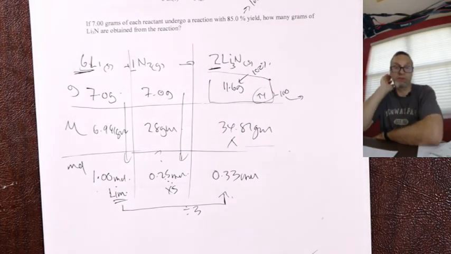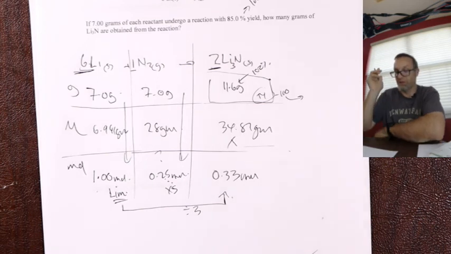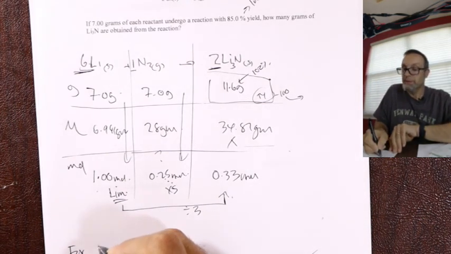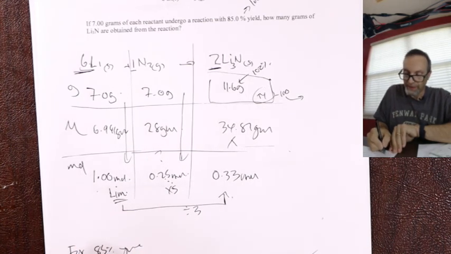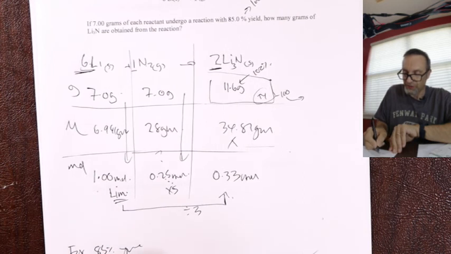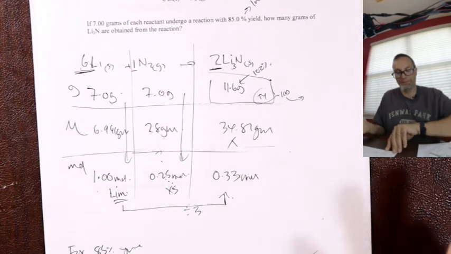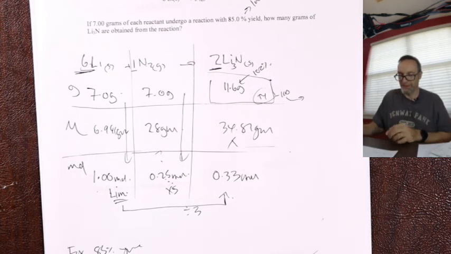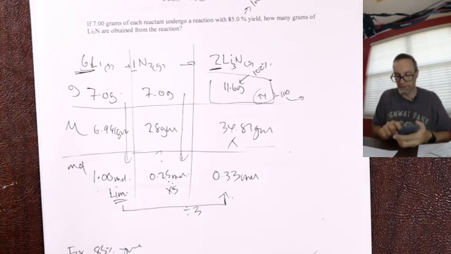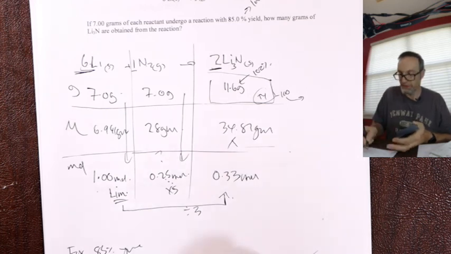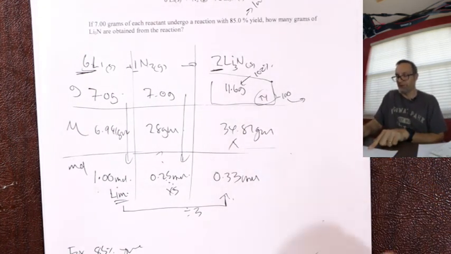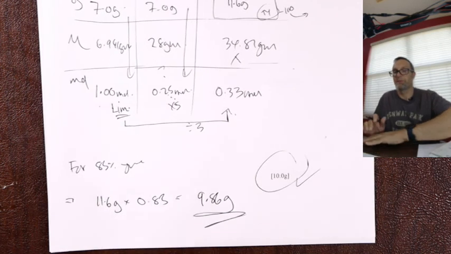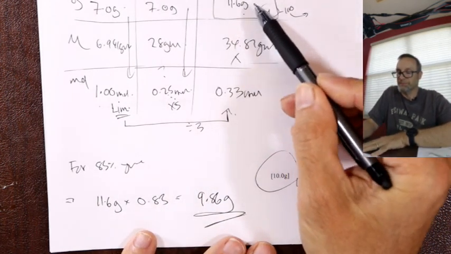Some people on a test would stop there thinking it's all done, but it's not, right? What do we want? 85% yield, therefore 11.6 grams times 0.85 to make it a percent. 11.6 times 0.85 equals 9.86 grams. I did some rounding here, so yeah, I mean, if I didn't do the rounding, oh, sorry, move that up. So, got the number.